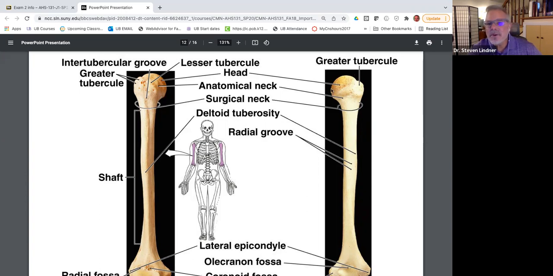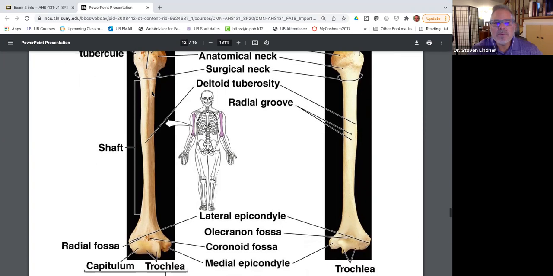Okay, on the posterior view, you can see the head of the humerus really nice. And you can see the greater tubercle on the lateral side, on the outside. Okay, you can't see the lesser tubercle from the posterior view because it's more anterior. You can see it here really well.